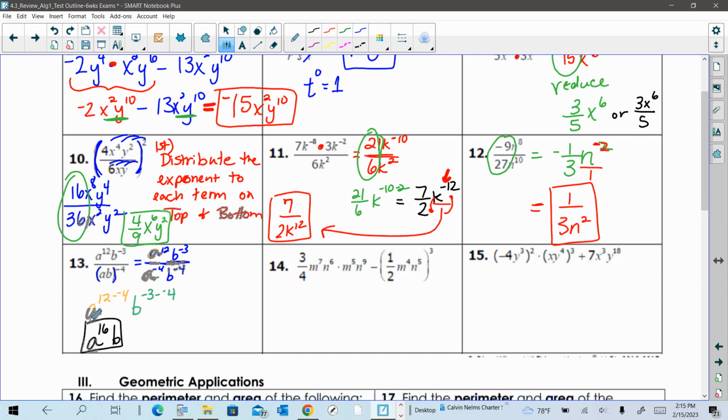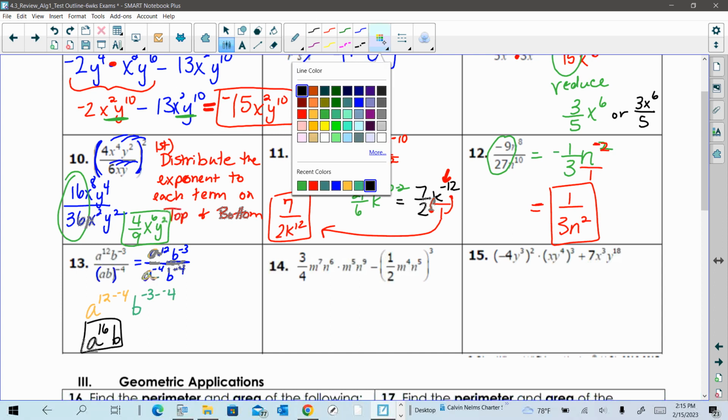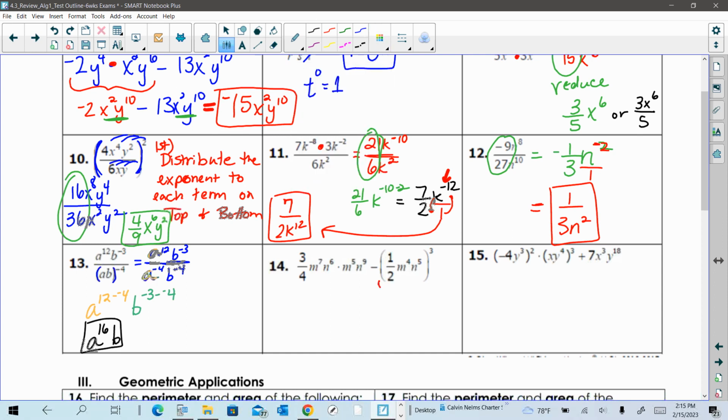All right. So on 14 here, you're going to need to do this parentheses first, raising everything to a power of 3. Now, 1/2 to the 3rd power means we're taking 1/2. I'm just going to show what that means. We're saying 1/2 3 times. We're multiplying 1/2 3 times. So this comes out to 1/8.